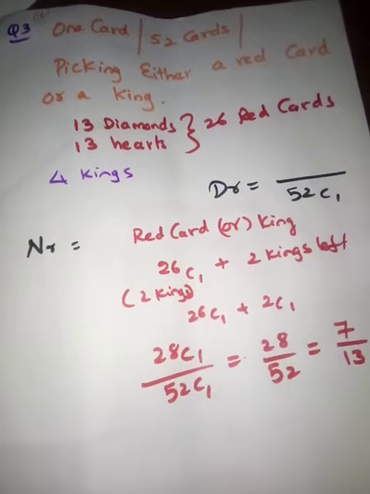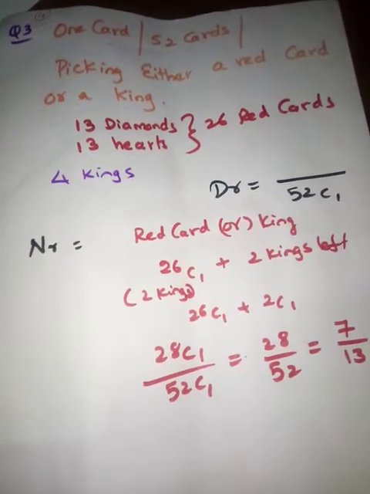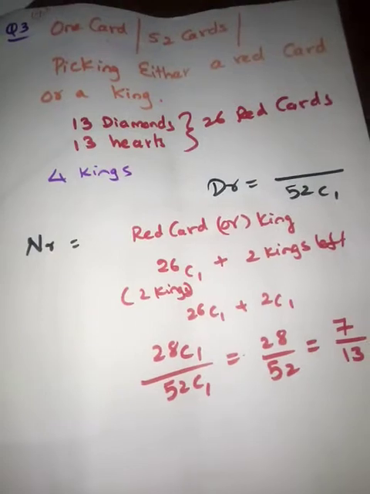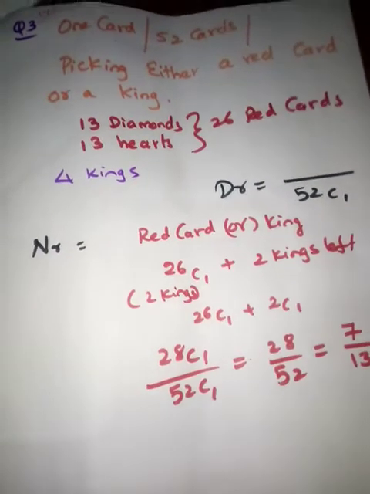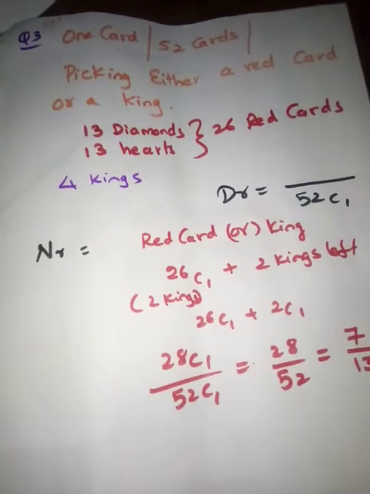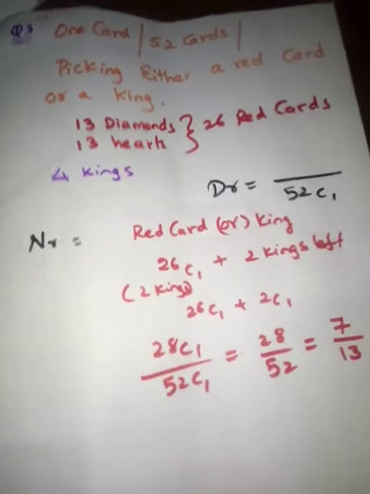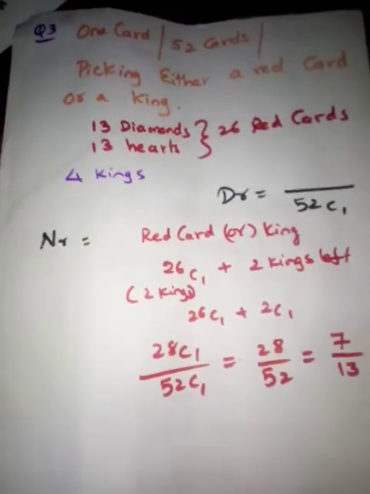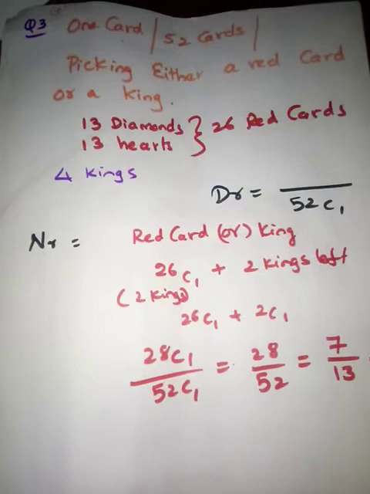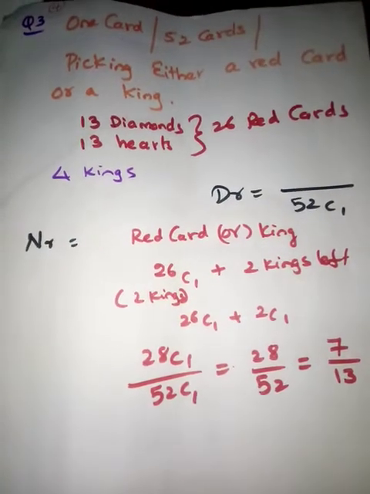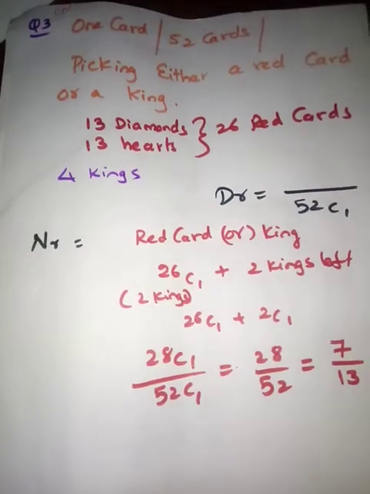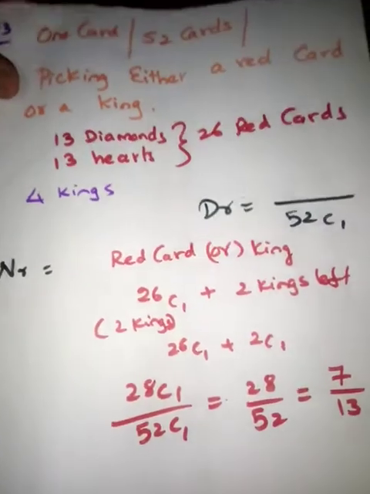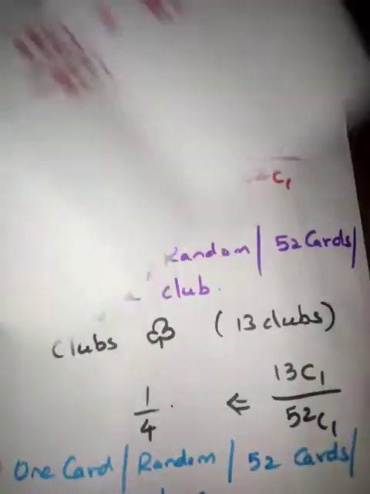So 1 card out of 52, picking either a red card of 26 or a king. There are 4 kings, but 2 kings are there in the red cards itself. So remaining we have to go for the 2 more kings. So totally 26, out of 26 we are taking 1, or out of 2 we are taking 1. Let me go to the next question. Question number 4.